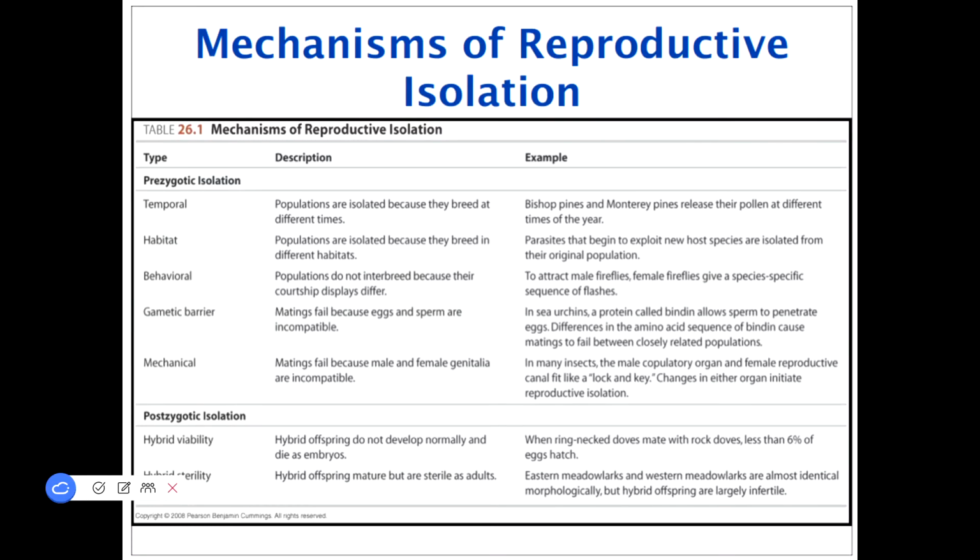So we talked about mechanisms of reproductive isolation last week, and I just want to clear up a few issues that we noticed in your in-class activity, and they mostly have to do with post-zygotic reproductive mechanisms. So hybrid viability is that the hybrid offspring do not actually develop.